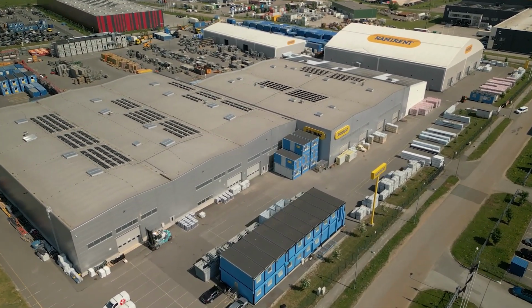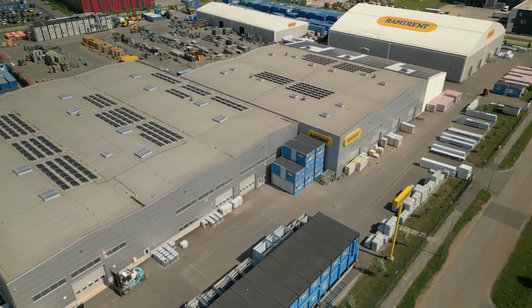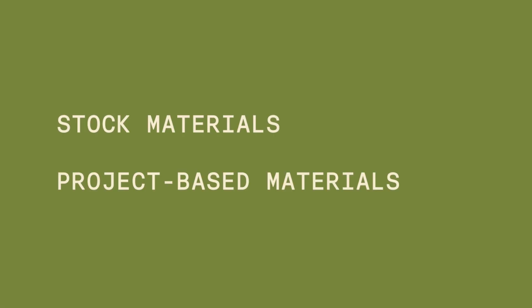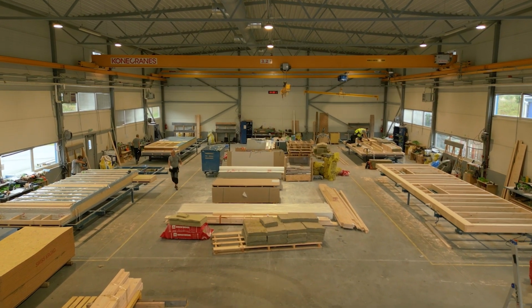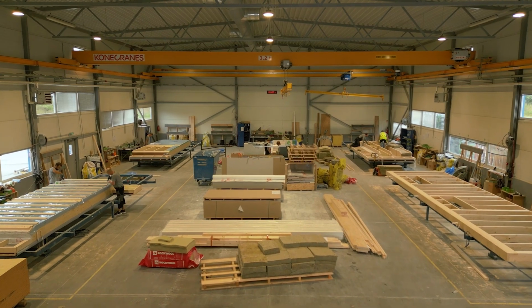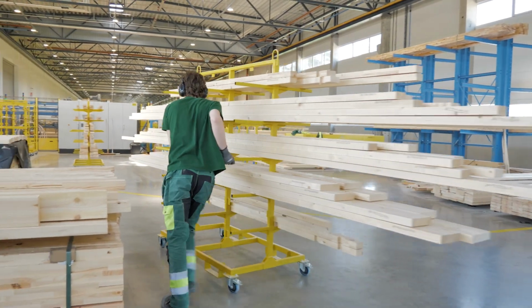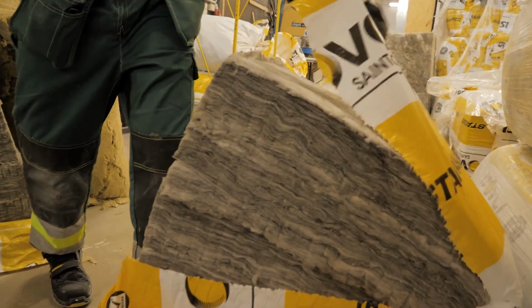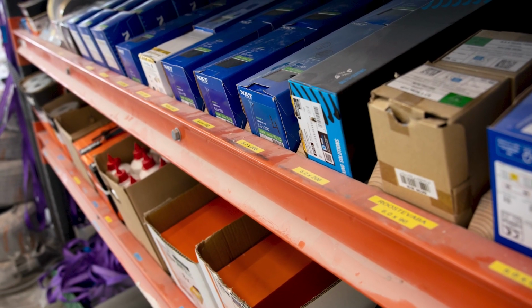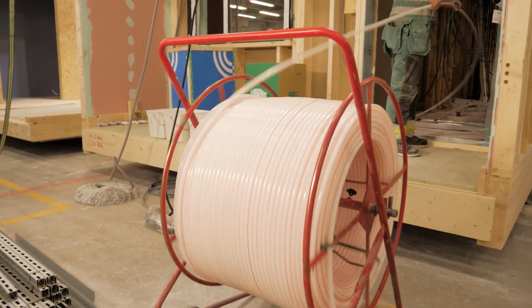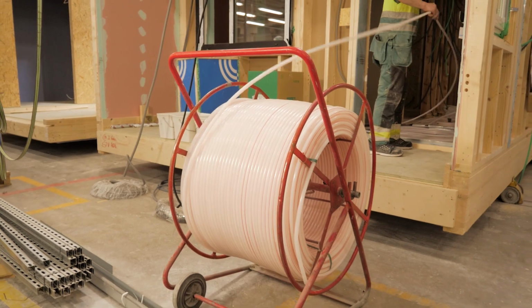In general, materials can be categorized into two groups: stock materials and project-based materials. Stock materials are those needed continuously to maintain the production process. These include structural wood, plaster and wood-based boards, insulation materials, electrical cables, nails, screws, and other essentials. Stock materials are reordered automatically when inventory reaches a critical level.